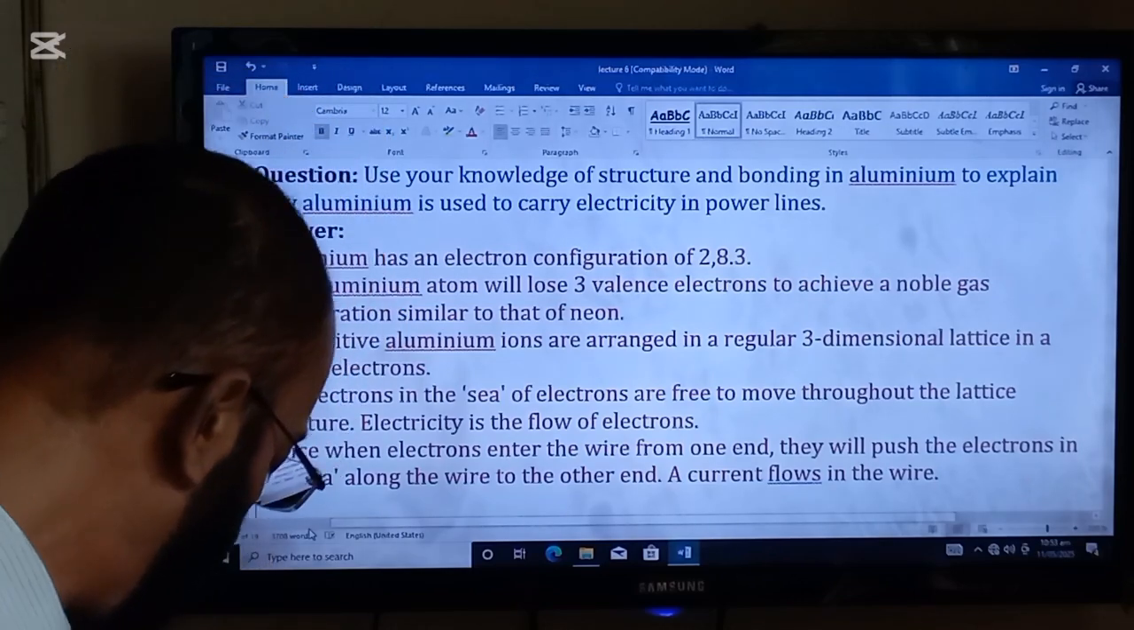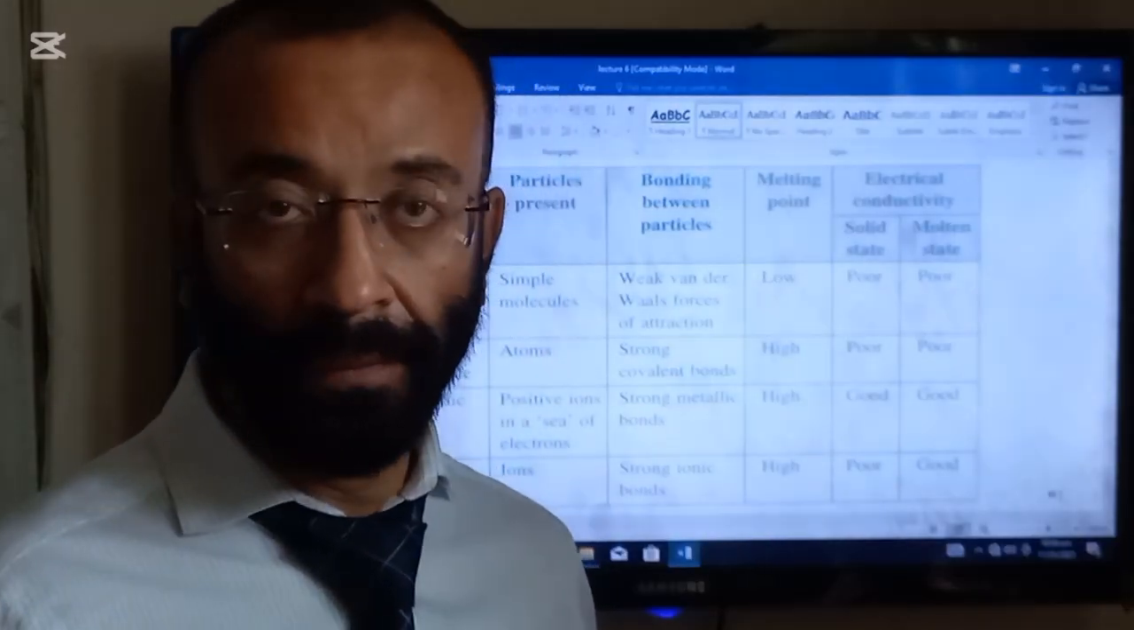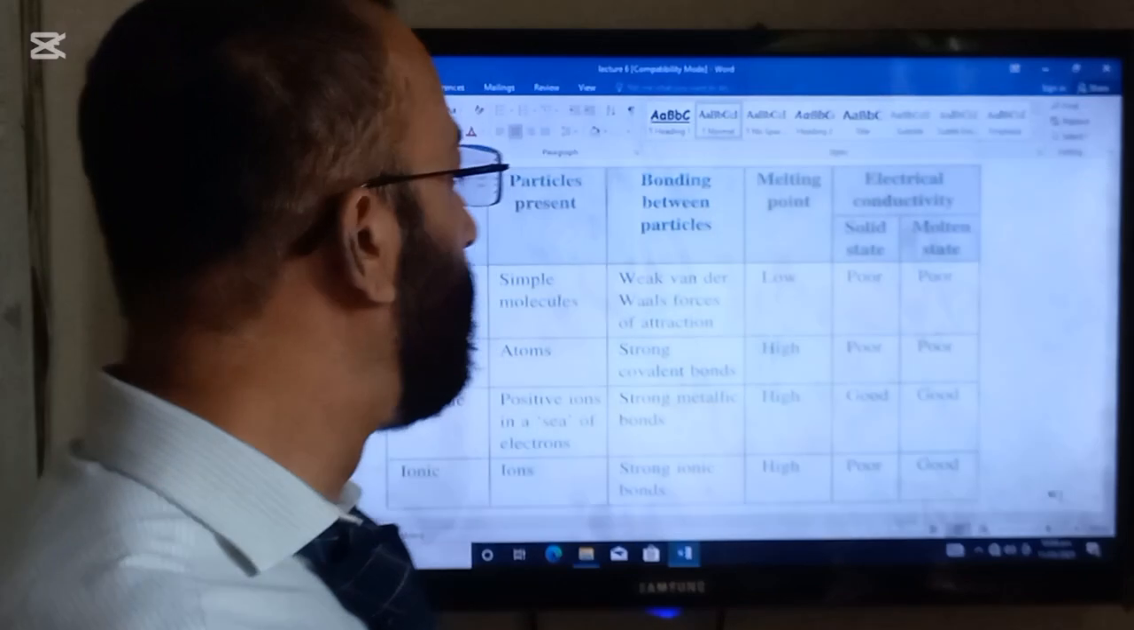Very important question, frequently come in the paper.